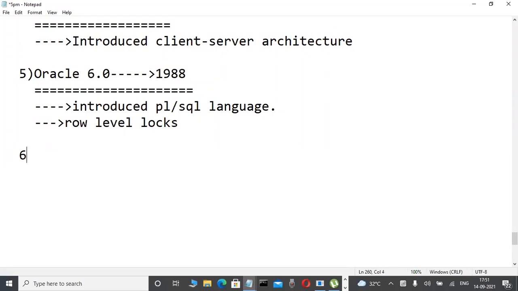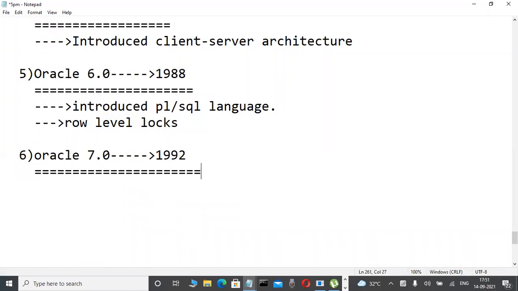Anybody have an idea? Next version. Some fellows are telling Oracle 8.08. That is absolutely wrong. Very good, Oracle 7.0. 7 is also there. In which year was this Oracle 7.0 version introduced? They introduced it in 1992. Oracle 7.0 version was introduced in the year 1992.